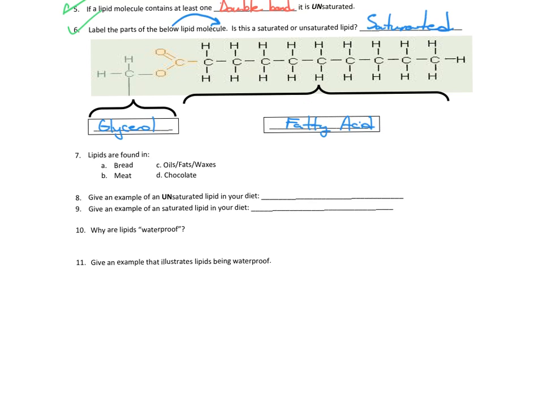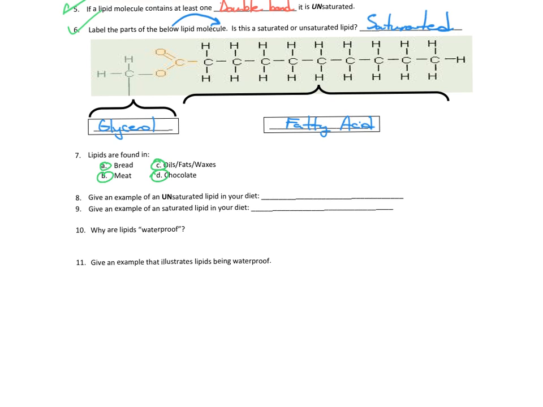Lipids are found in what? Well, that's correct. It is C. If they wrote C, mark it right. If they wrote all four, mark it right, because the answer is all four. But I understand someone putting C. C is correct. But any other combination is wrong. There are lipids in bread, there's lipids in chocolate, and there's lipids in meat.